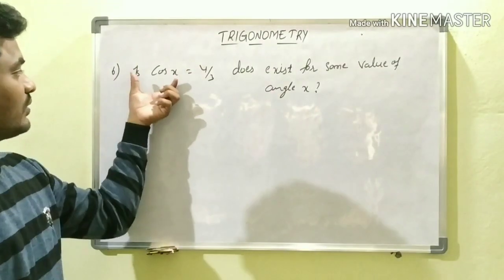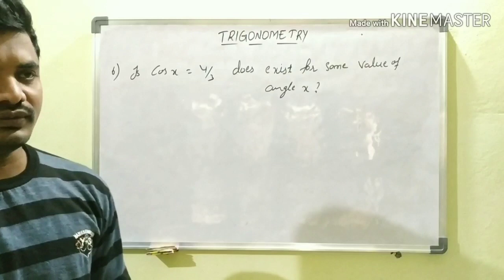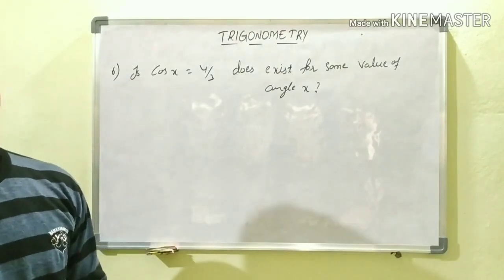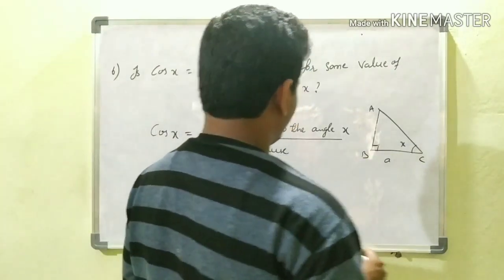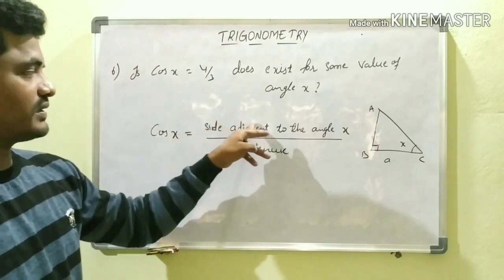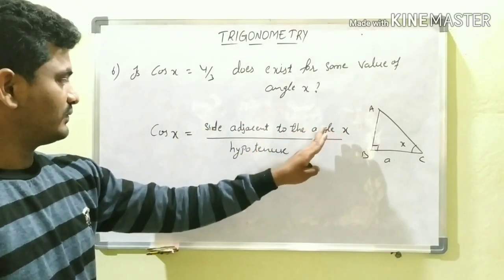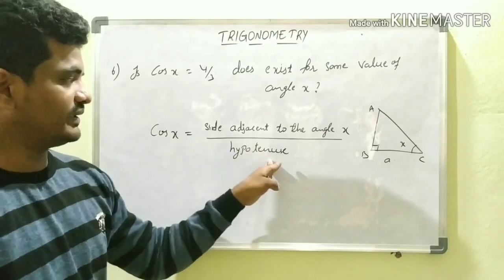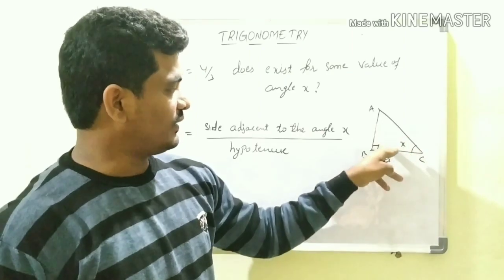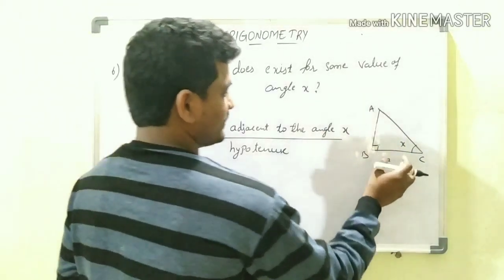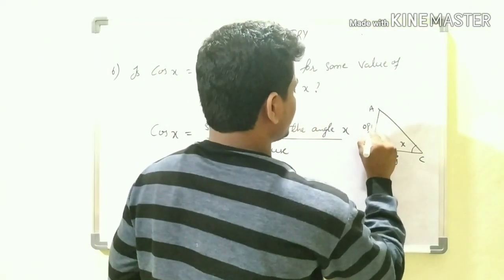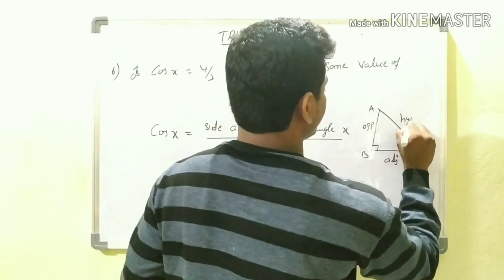Given cos x equals 4 by 3. Actually, the cos ratio is the adjacent side to the hypotenuse. Cos x equals the side adjacent to the angle x by the hypotenuse. In triangle ABC, at C I am taking angle x and B is a right angle, and here BC is obviously adjacent, and this is the opposite, and this is the hypotenuse.